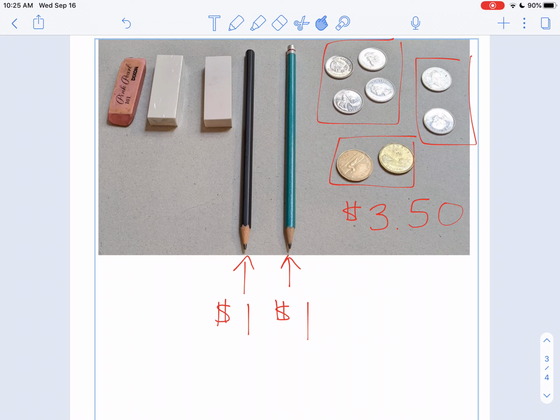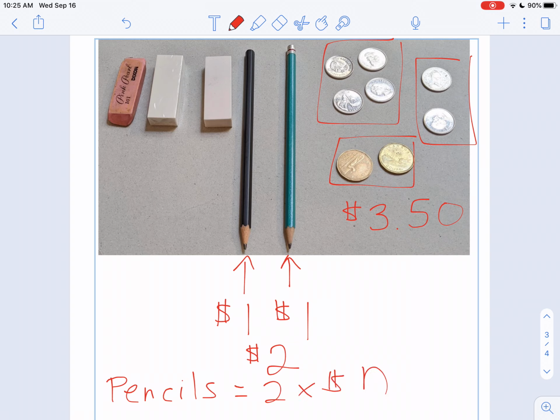So what we're going to do is we're going to start by just getting rid of the pencils. We know the pencils cost $2 total. So the pencils, there's 2 of them. They're $1 each. So they take up $2 of the bill. So $1 is $2 total. So what we're going to do is we're going to get rid of this $2. We're going to subtract 2 from each side because we certainly do not need to worry about those.